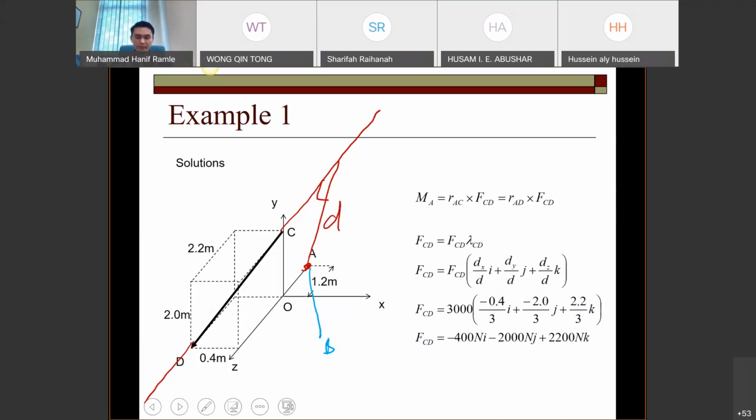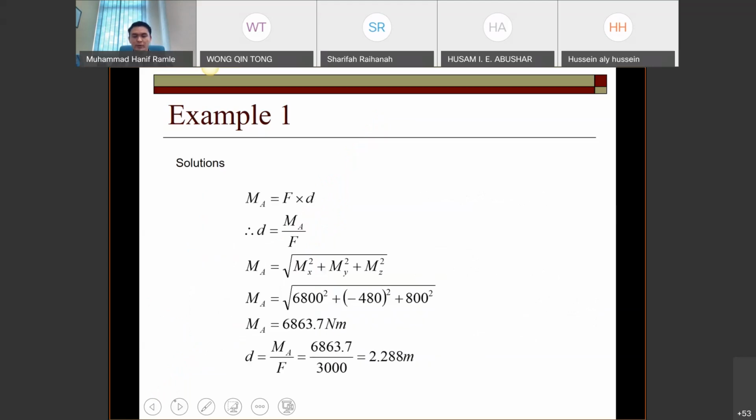From here we can use the 2D equation, which is this one. We can use the 2D equation to determine the nearest distance, the shortest distance, the 90-degree distance, using the 2D formula.